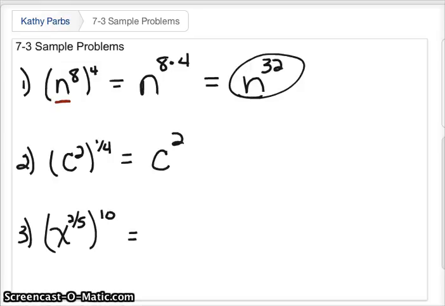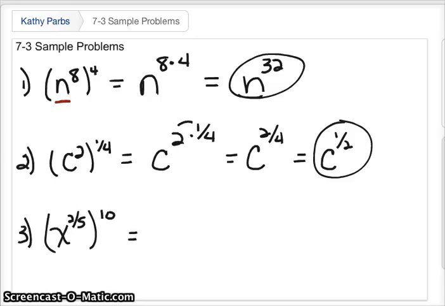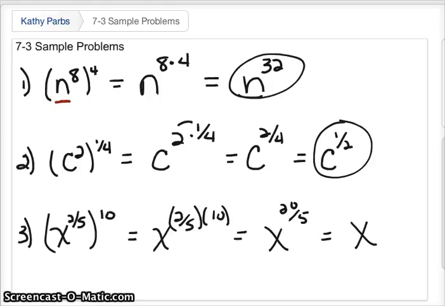This one would be c squared times 1/4. Remember, 2 times 1/4, you would multiply 2 times 1. So you would have c to the 2/4, which simplifies to c to the 1/2. The next one, you have x to the 2/5 times 10. You would multiply the 2 and the 10, so that would give you x to the 20 over 5, and 20 divided by 5 is 4, so your answer would be x to the 4th.